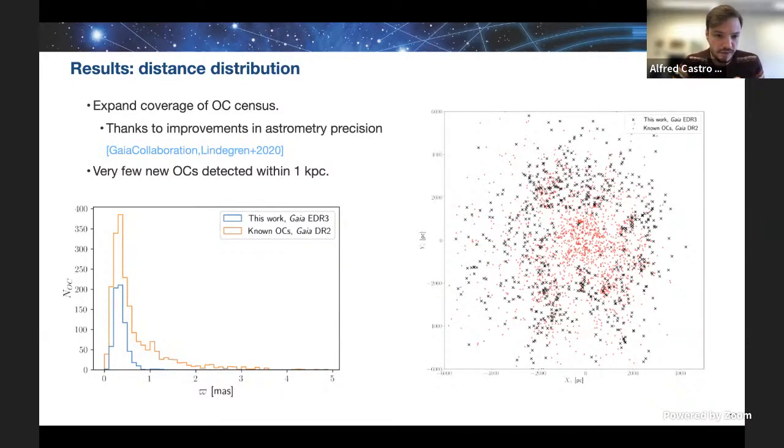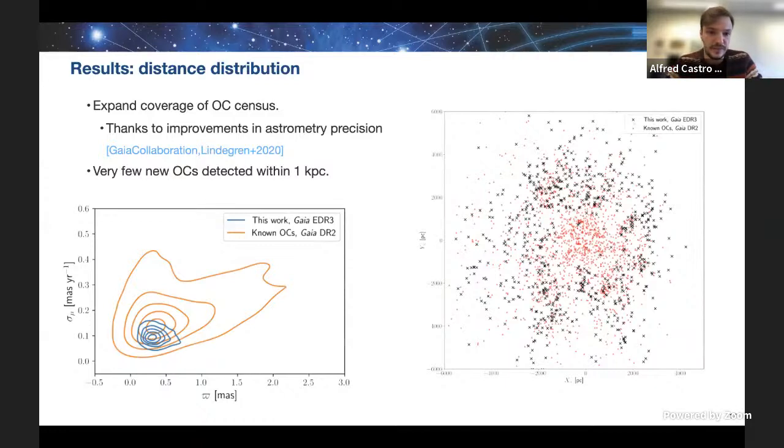So in the left plot, you see a histogram of the parallax, which is a proxy for the distance, and you see that we discovered very, very few clusters within 1 kiloparsec. So with parallaxes greater than 1, that means further, in total further clusters. And this is also seen in the right plot, where there is this ring around the sun of approximately 1 kiloparsec where we do not discover any new cluster. That is because, as I said, the search is pushed to further distances, but also because we now have a better knowledge of this solar neighborhood, let's say.